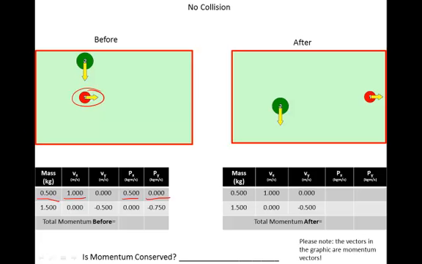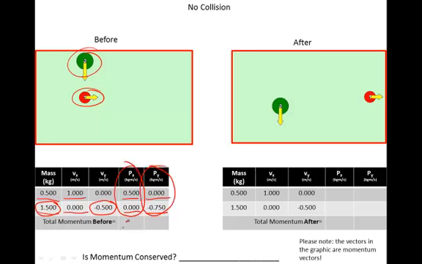If we look at the larger mass and its horizontal direction, we find that multiplying its mass, 1.5, times its horizontal velocity, gives us 0 because it's not moving in the horizontal. However, if we take its vertical velocity and multiply it times its mass, we get negative 0.50 kilogram meters per second. If we add up the horizontal momentum and the vertical momentums, here's what we get.